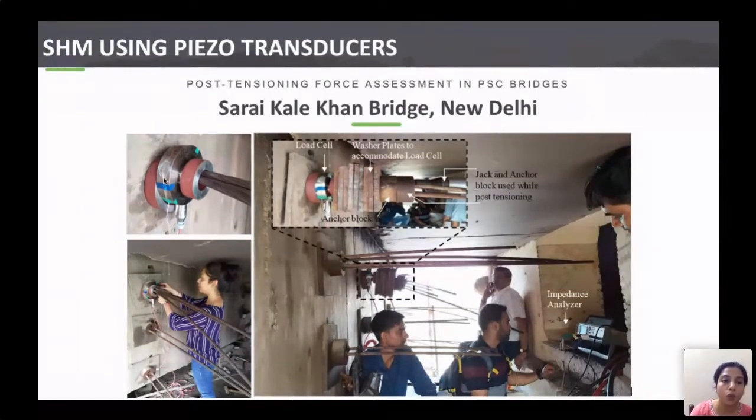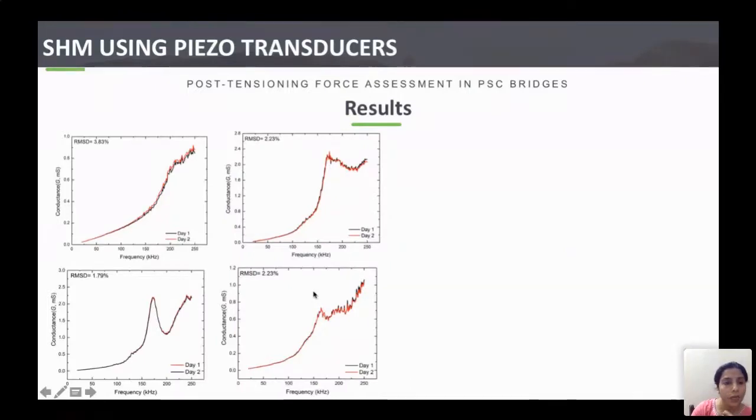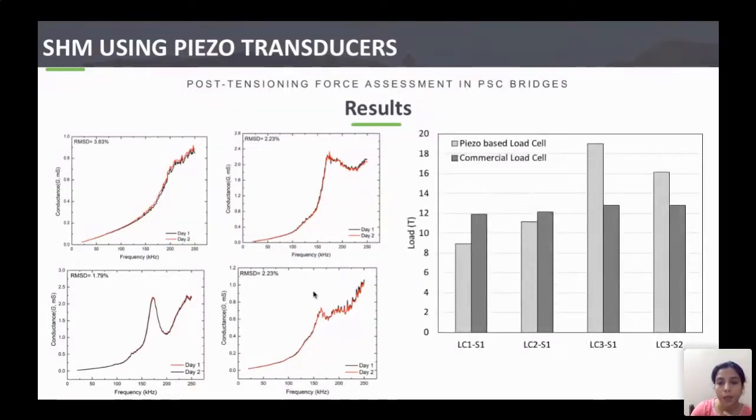Remember, in the beginning I told you that any sensor will not give you the structural parameters. You have to calibrate it. As the commercial load cell is converting the strain to the load value, in the same way, our piezo sensor is also not giving me the load value. I calibrated these sensors to give me the load values. And this is how it was attached on the site. We again calibrated, as we did in the lab, and we compared the results with the commercial load cells, and except for one load cell, the rest of the three load cells were giving good results. I would say it's a very low cost alternative to the expensive load cells.